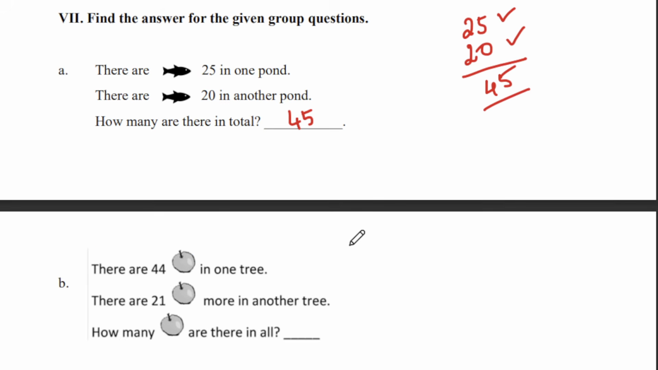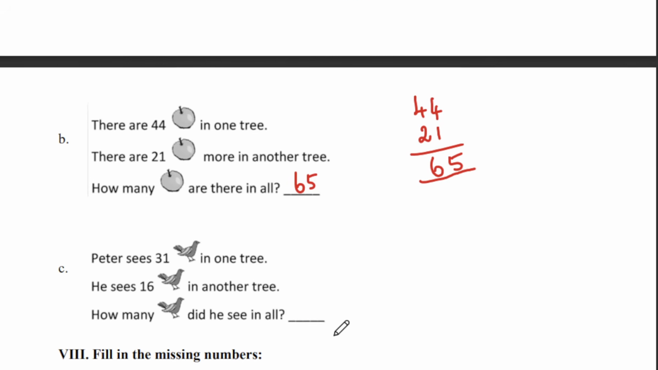Next, there are 44 apples in one tree. We will write here 44. And there are 21 apples in another tree. So 21 apples. How many are there in total? We need to add both the numbers. 4 plus 1 is 5. 4 plus 2 is 6. So how many apples do we have now? 65 apples. Okay, 65 apples.